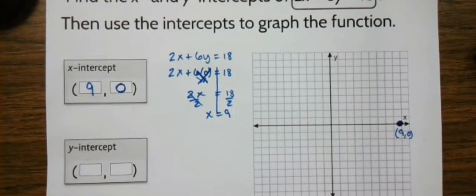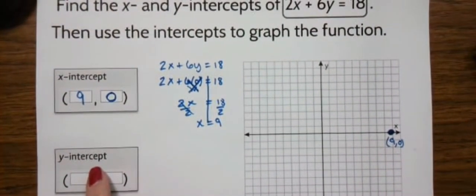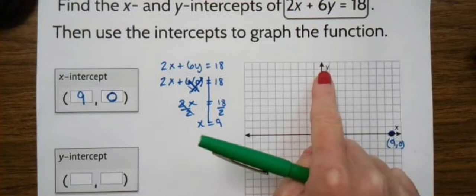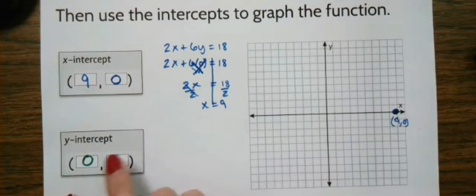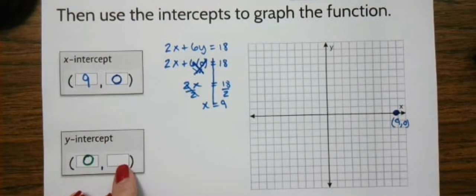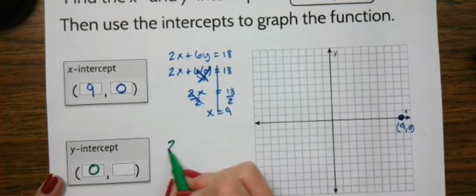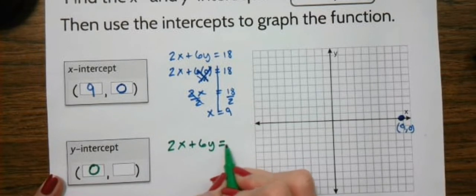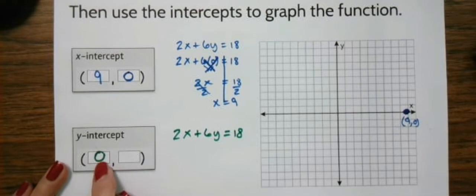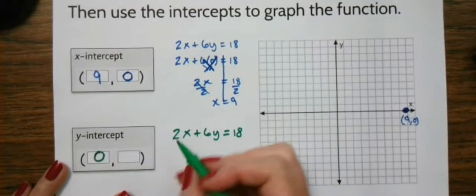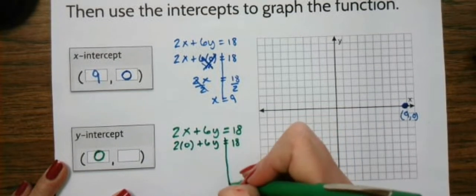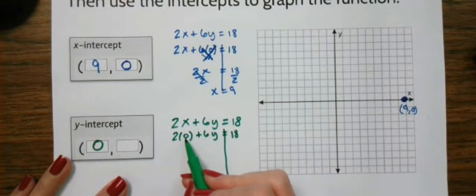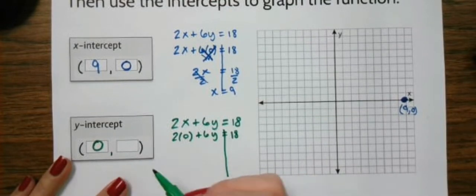All right, let's figure out what the y-intercept is. With the y-intercept, we know that this is going to be the location where the line crosses the y-axis. And any point along the y-axis, the x-coordinate is always 0. The y-coordinate tells us the location on the y-axis. So again, I'm going to start off by writing the equation. And now this time, I'm going to replace the x in the equation with a 0. And I'm going to solve the equation for y. When x is 0, what is y? What point is the solution in the equation?